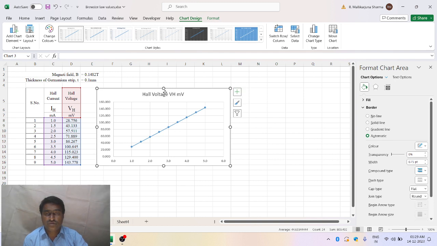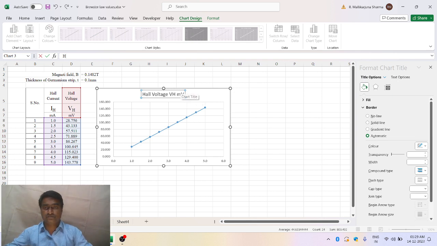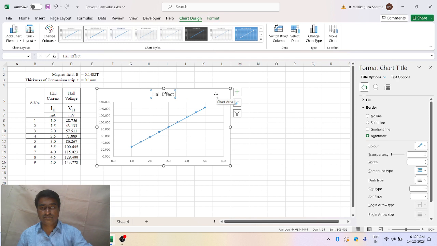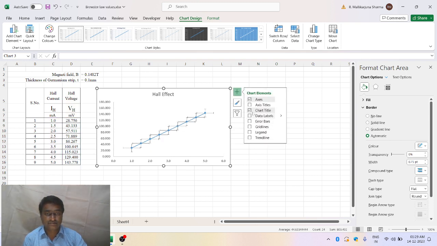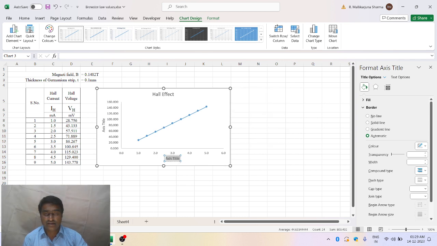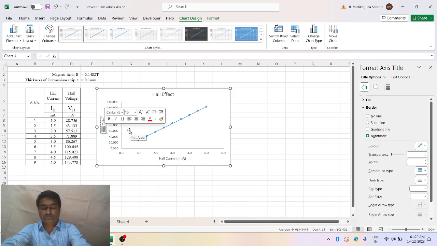Now we change the title to Hall effect, and we remove these grid lines and name the axes. This is Hall current in milliampere. This is Hall voltage in millivolt.